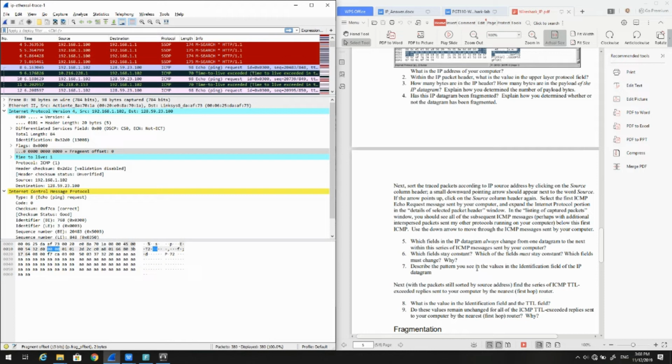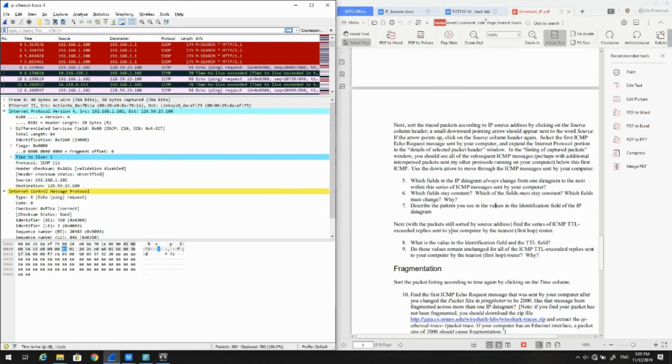For number 7, what pattern can you see in the identification? I will show the example here. The IP identification increases each time. We showed here the IP identification. Each time it increased by 1. For number 8, what are the values of the identification field and the TTL? Shown here, the identification is 13008 and the TTL is 1.